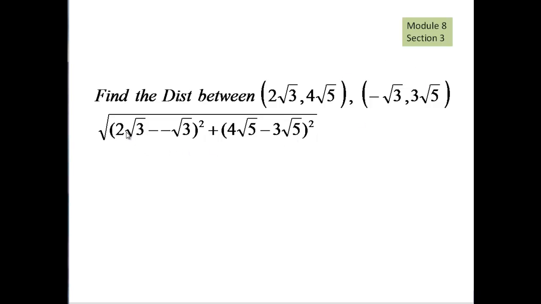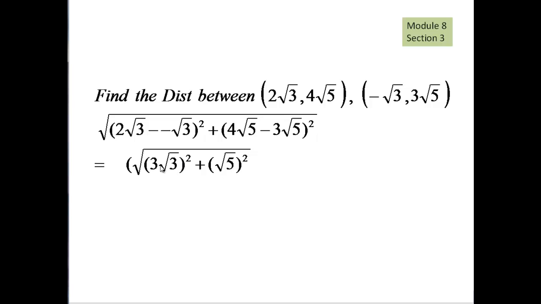Now, when you're combining these, you take the front numbers. This 2 minus a negative 1 makes 3. Square root of 3. You're going to square that. 4 minus 3 makes 1. Square root of 5. These radicals are treated just like letters. This would be like a 2x plus 1 more x makes 3x, except they have square roots. 4x minus 3x would just be 1x. In this case, instead of x, it's the square root of 5.